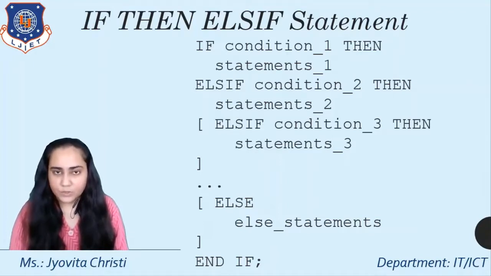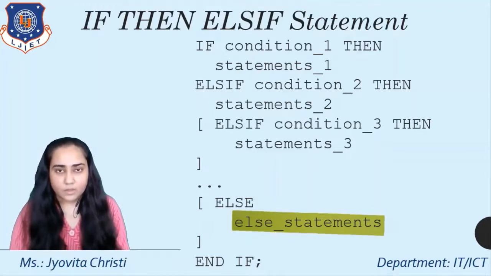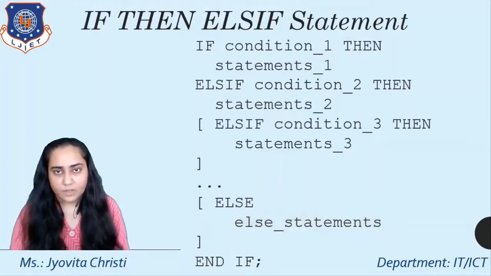And if no condition is true, then the else statements between the else and end if will execute. In case you skip the else clause and no condition is true, then the if, then, else if will do nothing. Let's understand all this better with a practical example.